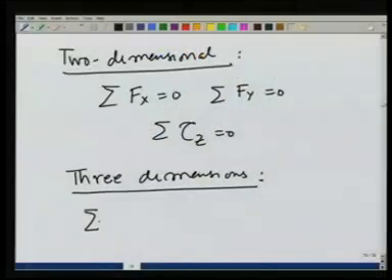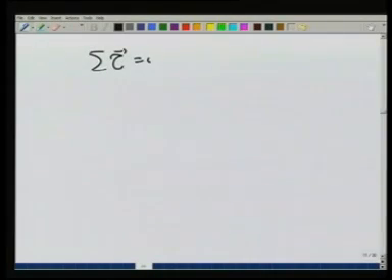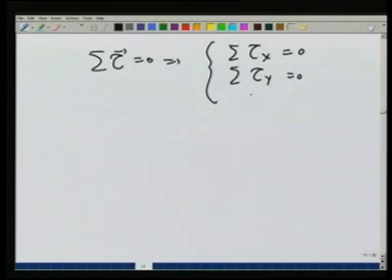In 3 dimensions, obviously, the condition that summation F vector is equal to 0 becomes summation Fx is equal to 0, summation Fy is equal to 0 and summation Fz is equal to 0. Similarly, the condition that summation tau vector is 0 implies that summation of all the torques along the x axis is 0, summation tau y is 0 and summation tau z is 0.